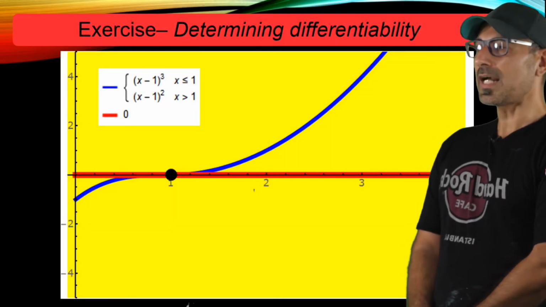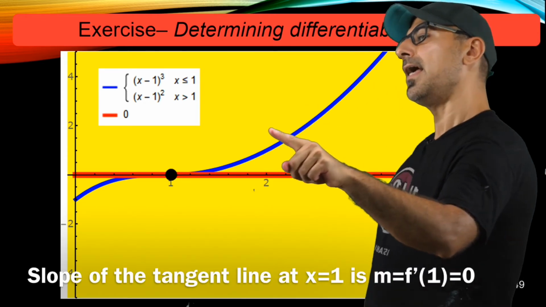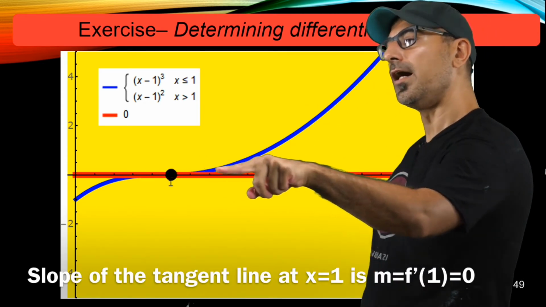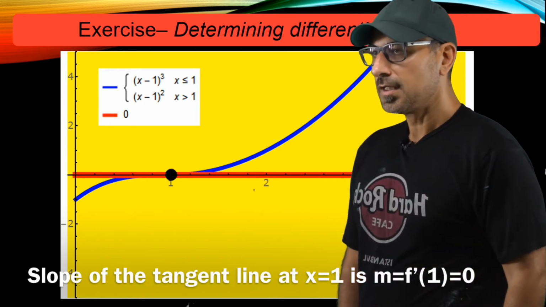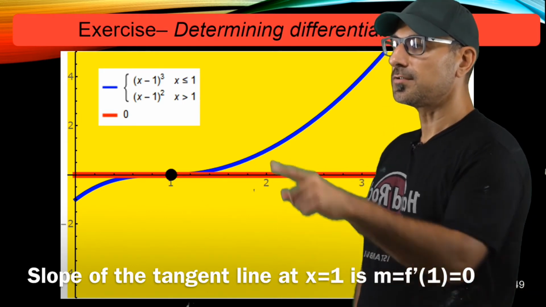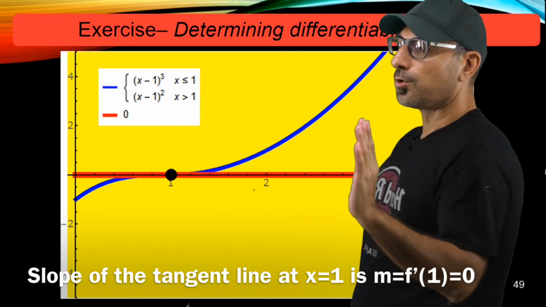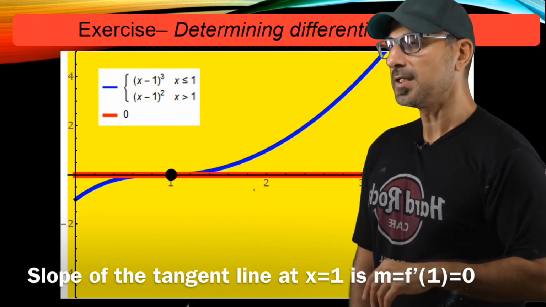And here is a graphical outlook of the function. This blue curve has a horizontal tangent line at the point x equals 1, and you can easily calculate the derivative of each piece, whether you're to the left of 1 or the right of 1, by using the limit definition.